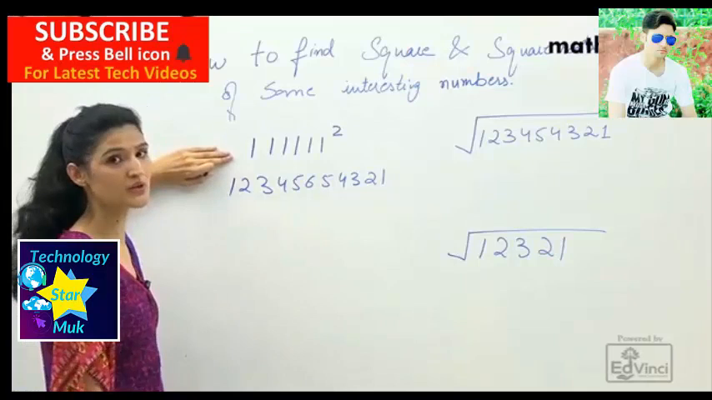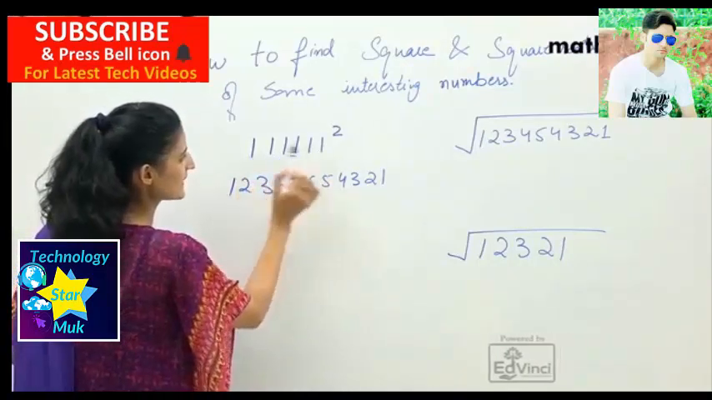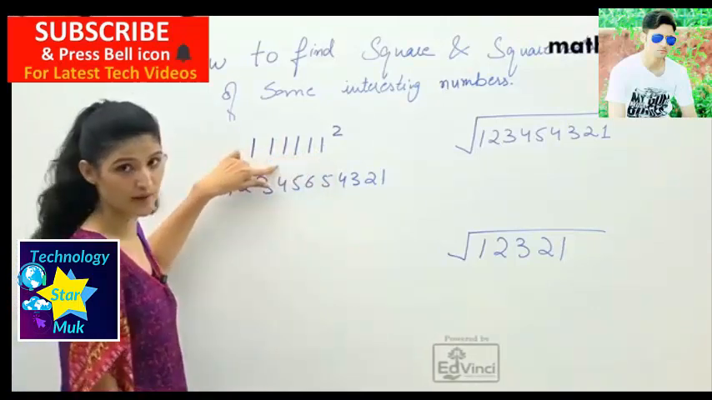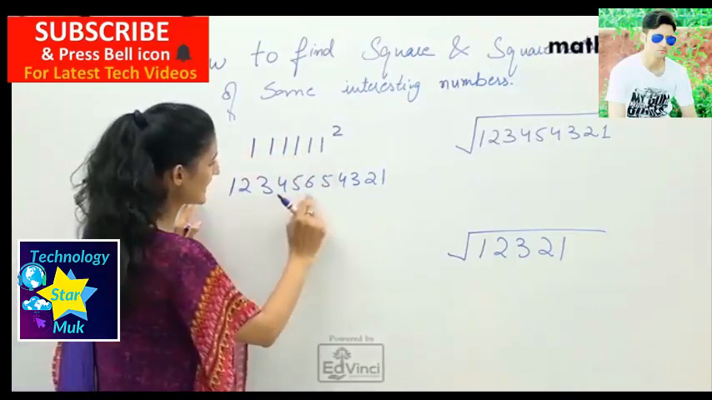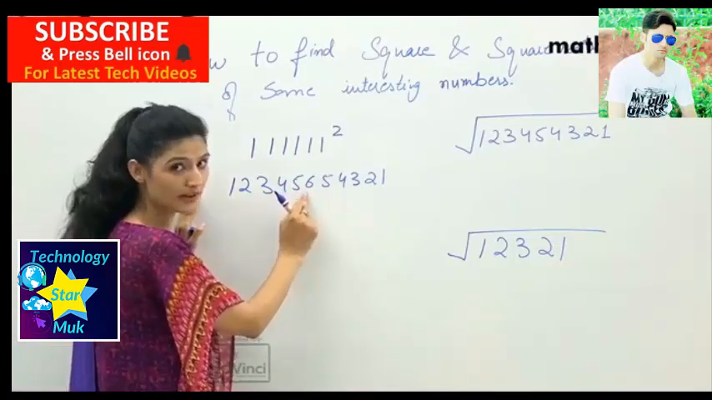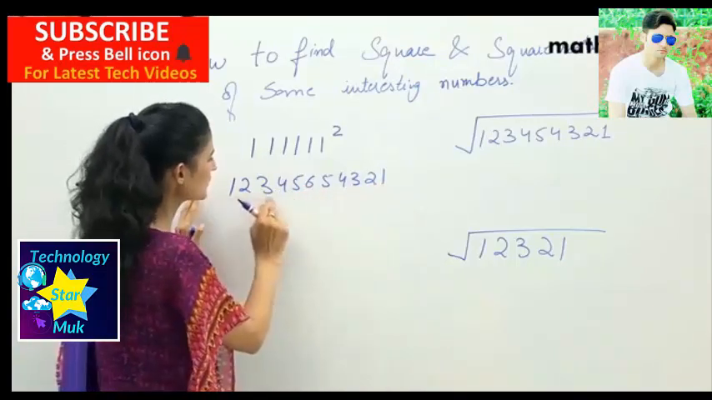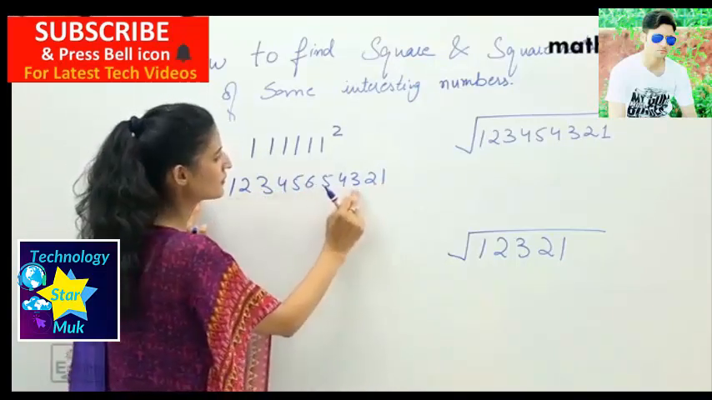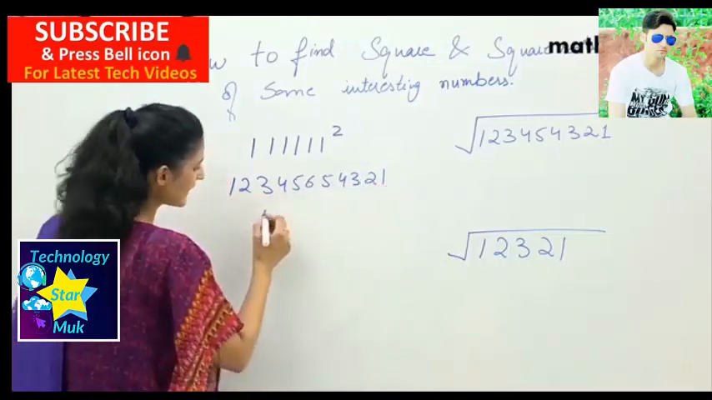You have to count how many ones do we have. 1, 2, 3, 4, 5, 6. So we have 6 ones. So we'll start from 1 and we'll go in the ascending order 1, 2, 3, 4, 5 till 6, the number of ones we have, and then we start descending till 1. So 1, 2, 3, 4, 5, 6, 5, 4, 3, 2, 1. Isn't it simple?